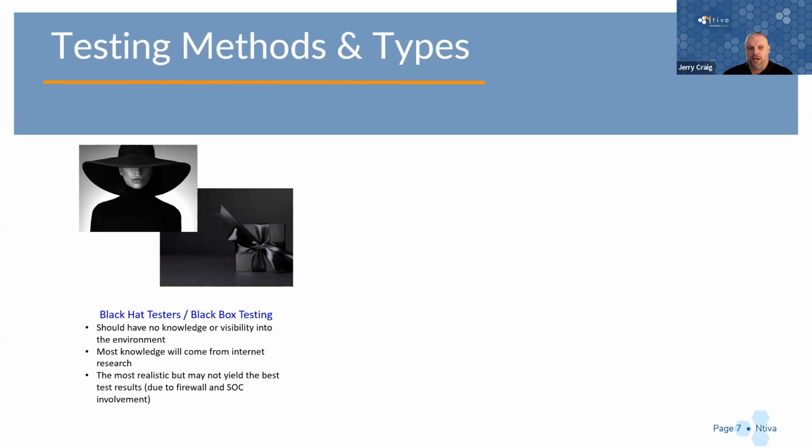In a black hat, black box scenario, ideally the person has no knowledge or visibility into the environment. Sure, they can Google your website, and they can use some tools on the internet to get some basic information, but they really have no idea what your network topology looks like, what operating systems you run, etc. Most, if not all, of their knowledge is going to come from an internet search, because you're not going to tell them when you set up this test. It's going to be the most realistic, but it's not necessarily going to yield the best results. And I put a comment there that this is often due to firewall and SOC involvement.